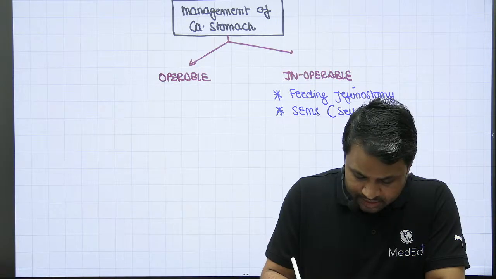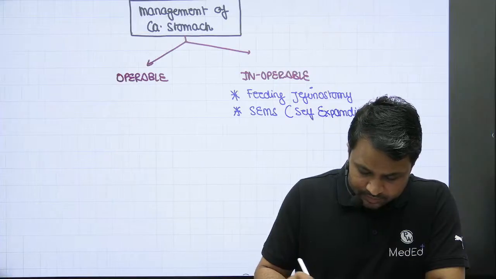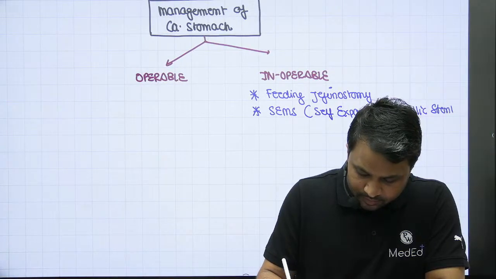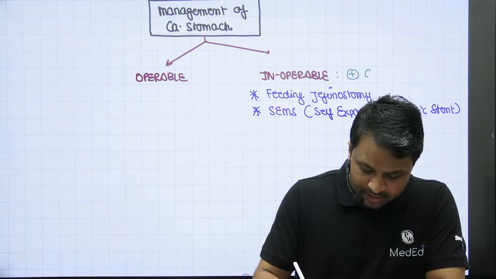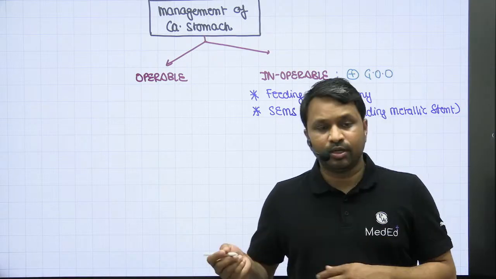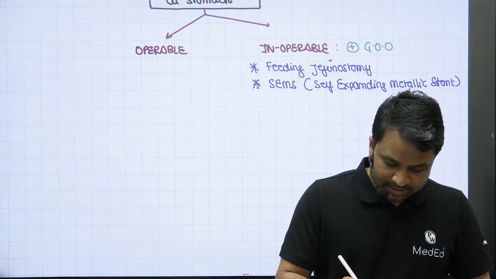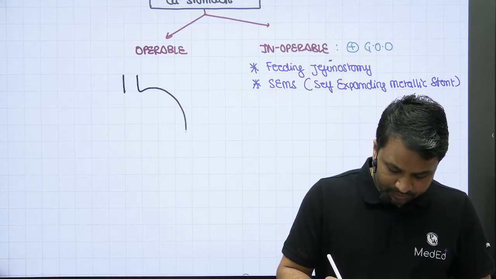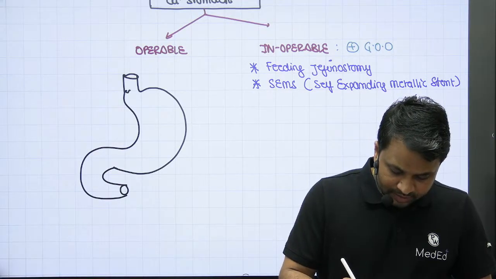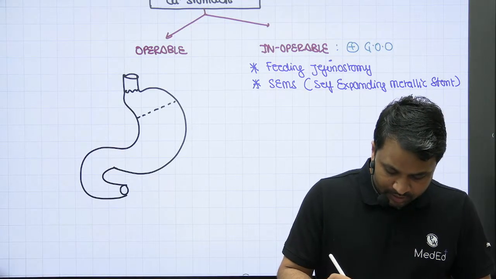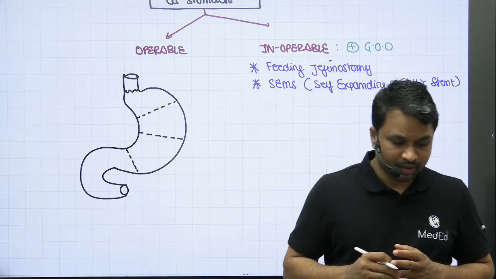It is the self-expanding metallic stent. Inoperable with gastric outlet obstruction, right? These are the two options that you have. If it is inoperable, it all depends upon the site where it is going to be present. So we will see whether it is present in the proximal part of the stomach, in the mid-body part, or in the distal part of the stomach, right?